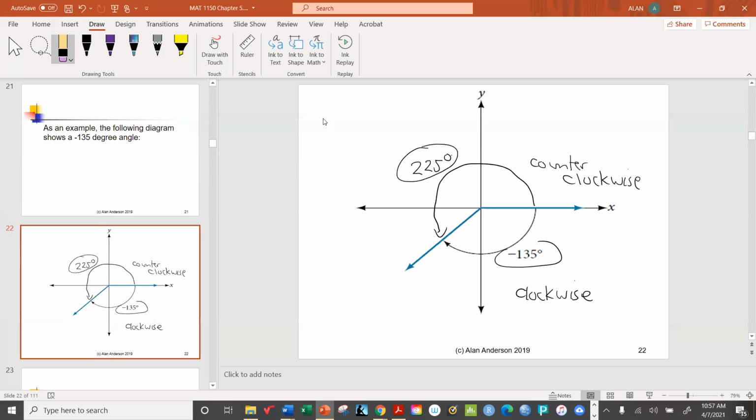All right. So up here, we have 180 degrees to get us to the other side here. And then this is another 45.